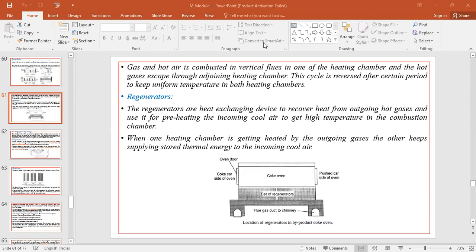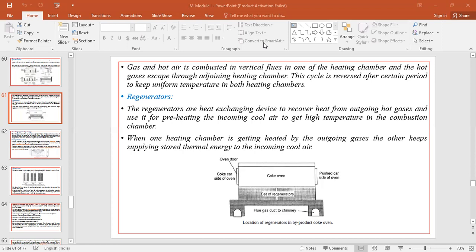and they heat the air which is coming in from the ambient atmosphere, and send that heated air to the ovens for heating purposes. So this will be in a cyclic manner.